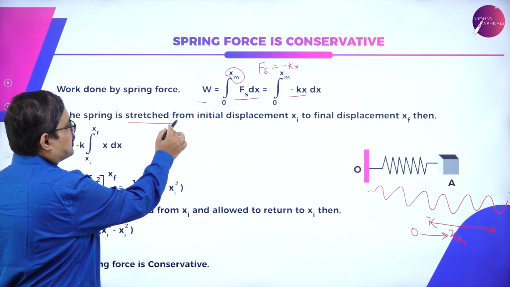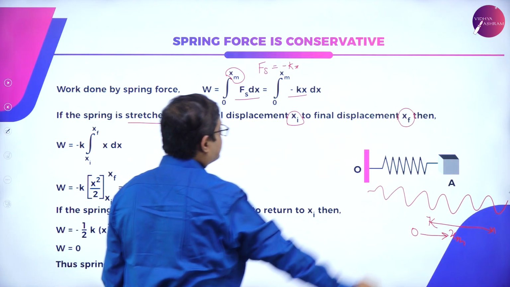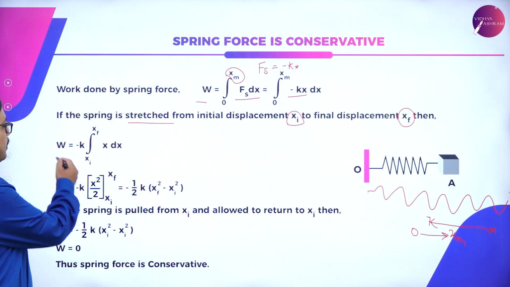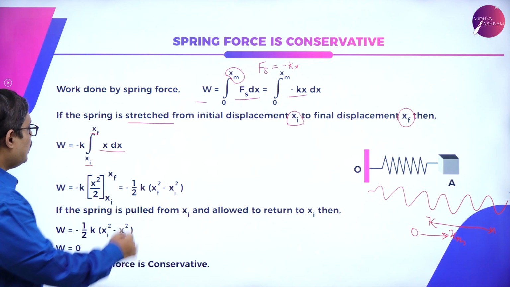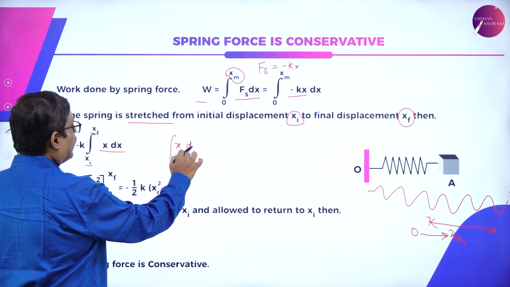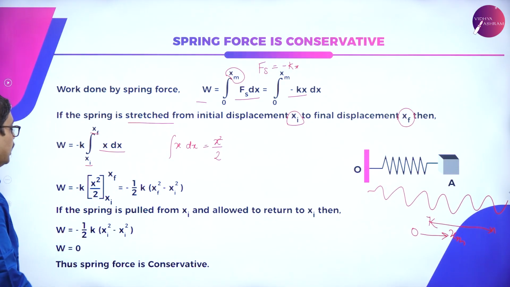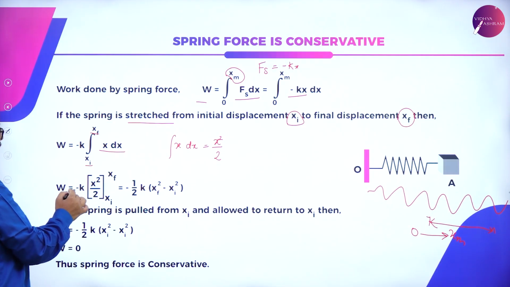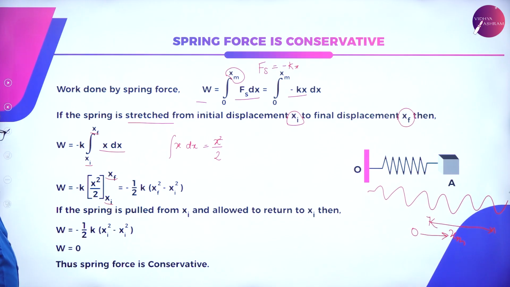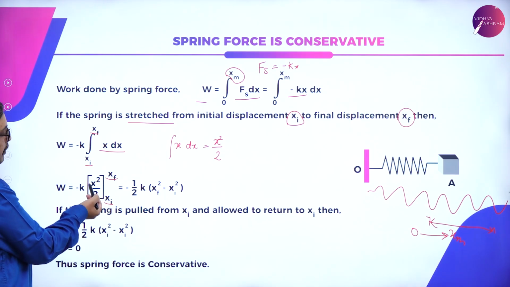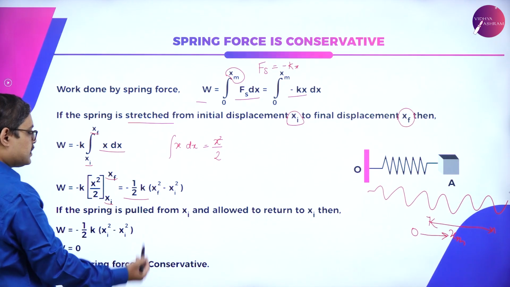If the spring is stretched from the initial displacement xi to the final displacement xf, then work done is given by minus k integral xi to xf x dx. We know that integral of x dx is equal to x square by 2. So I can write it as W equals minus k x squared by 2 from xi to xf. When I substitute for xf and xi in place of x, I get minus half k into xf square minus xi square.